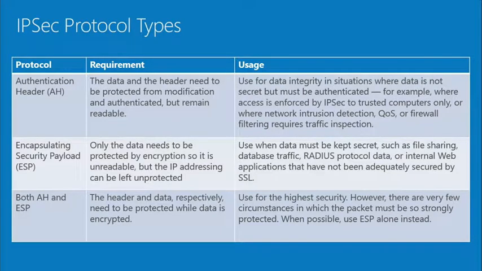So when the receiver receives this, they take a look at it and say, is this the packet that was actually sent? Is this the same? That's authentication header. Encapsulating security payload. Well, now the data needs to be protected by encryption, so it's unreadable, but the IP address can be left unprotected. And then both AH and ESP allows for both to be used simultaneously.